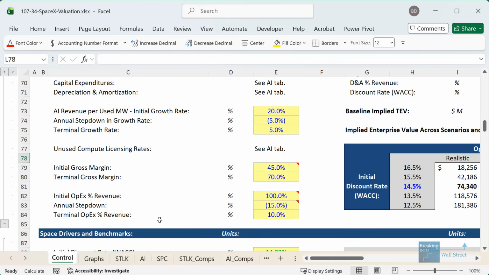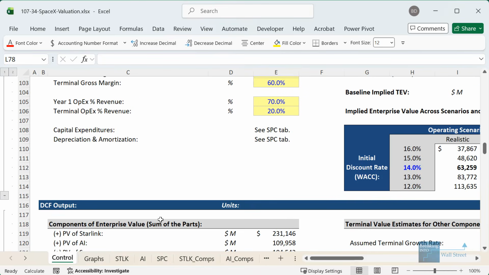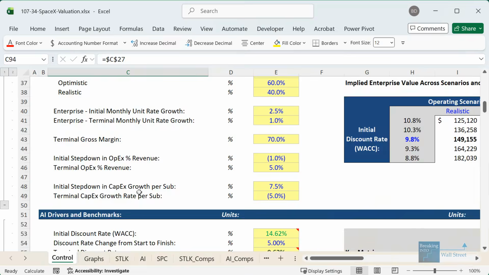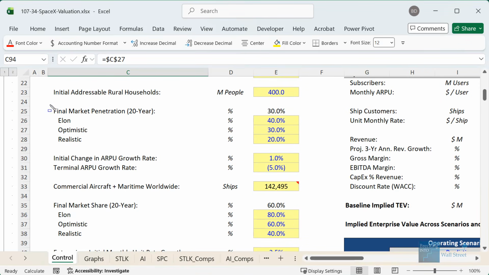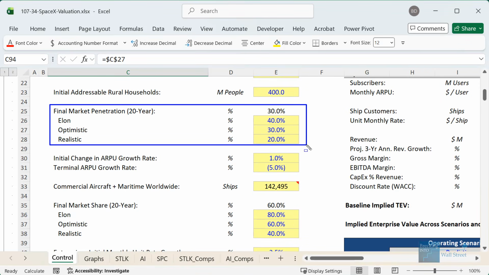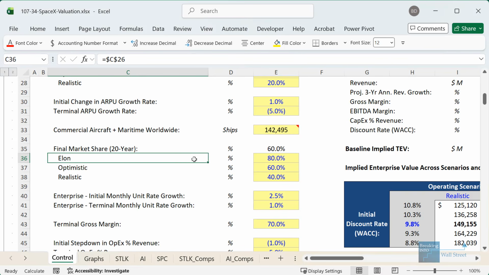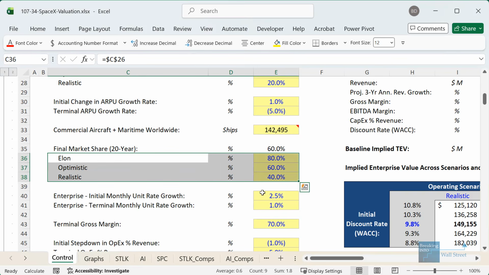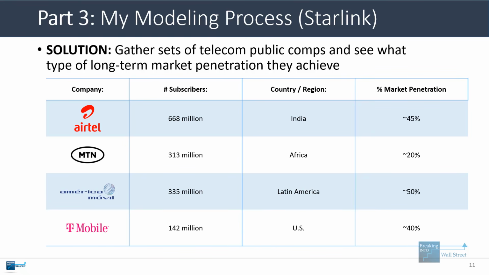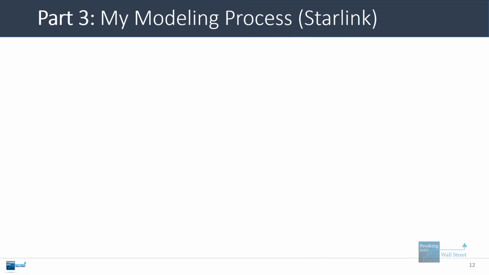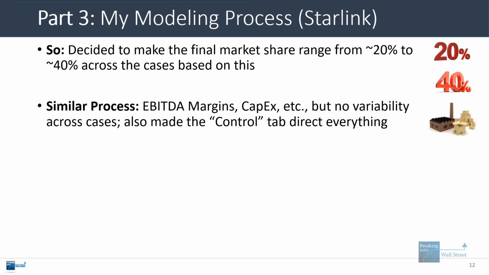So I went back to the control tab, I relinked the model a bit and set it up a bit differently. And I said, okay, across the cases, let's have the market penetration ranging from 20% to 40%. I changed it a little bit for the commercial segment and made it go from 40% to 80% because that's already more highly penetrated than the individual consumer segment. But that was the overall thought process here, using these comparable companies to benchmark what the long-term future for Starlink might look like. I used a similar process for the EBITDA margins and CapEx, and I made the control tab direct everything here and set up the main assumptions.